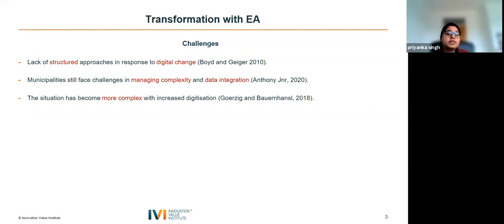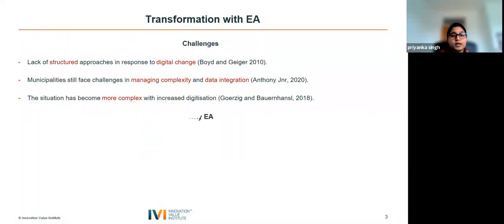And with the increase of digitization, the situation has become more complex. Therefore, we need an approach which can provide a holistic viewpoint, where we can see not only the business side, but also the IT side, the IT initiatives that we can take for transforming these public services.